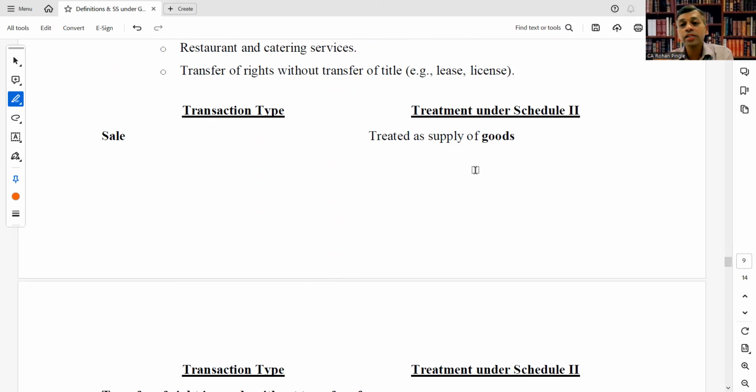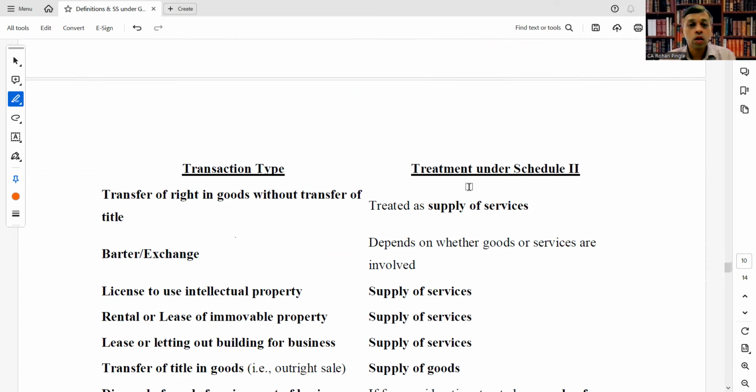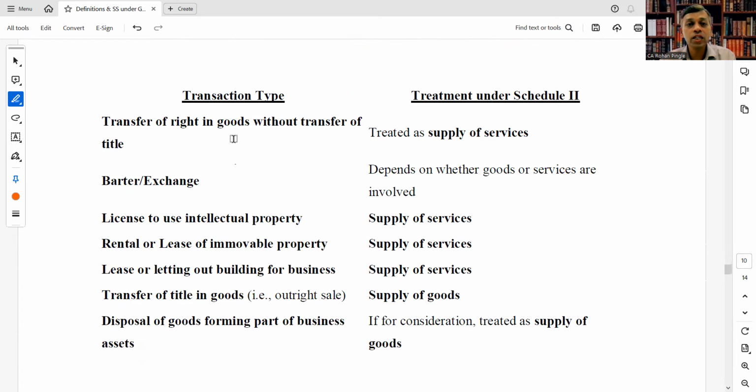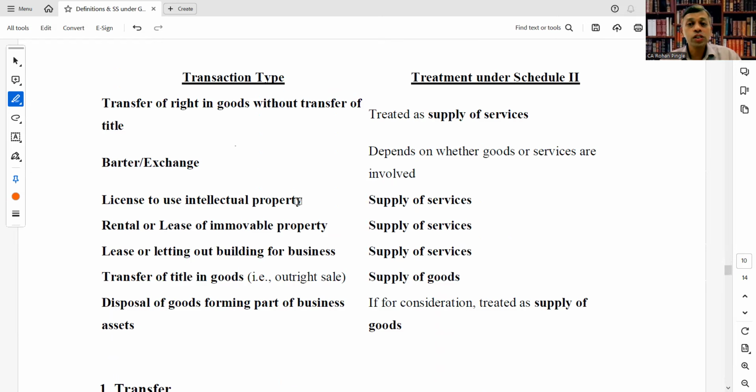Sale: treated as supply of goods. Transfer of right in goods without transfer of title: treated as supply of services under Schedule 2. Barter or exchange: it depends on whether goods or services are involved, and the treatment will be like that. License to use intellectual property: supply of services. Rental or lease of immovable property: supply of services.